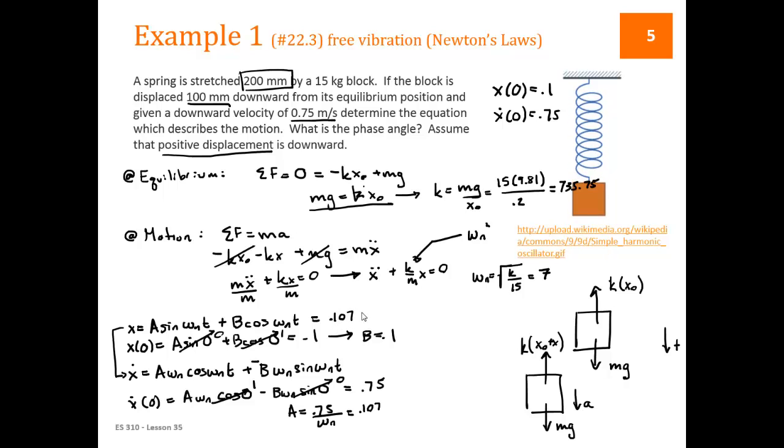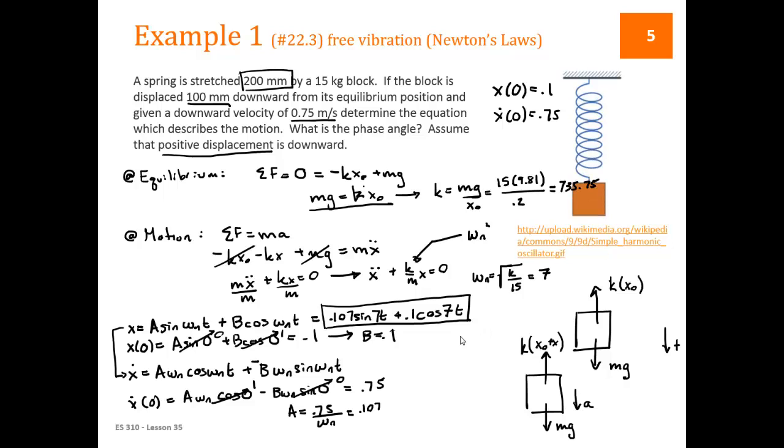So our final expression, if we go back up here and plug in numbers, is 0.107 times sine of 7t, where omega n is 7, plus 0.1, which is b, times cosine of 7t. And that, in terms of the a sine plus b cosine version, is our answer.